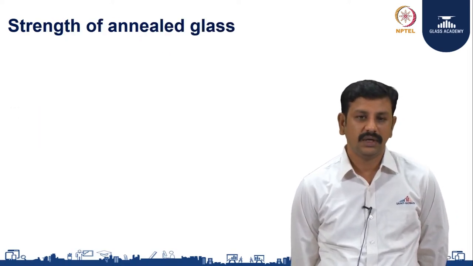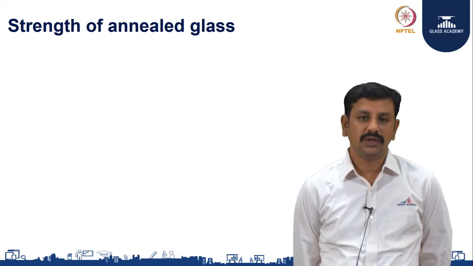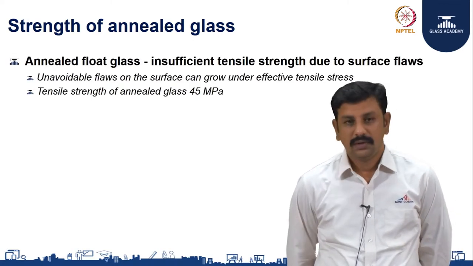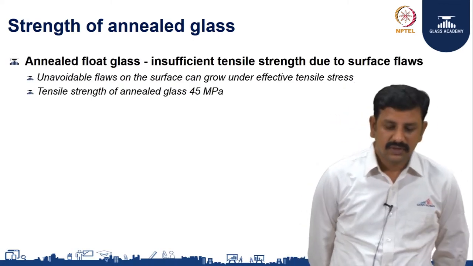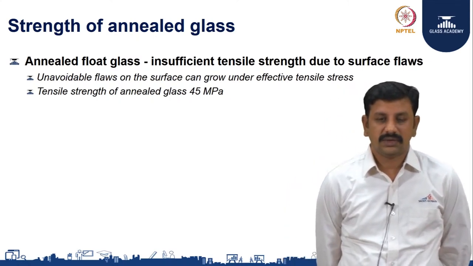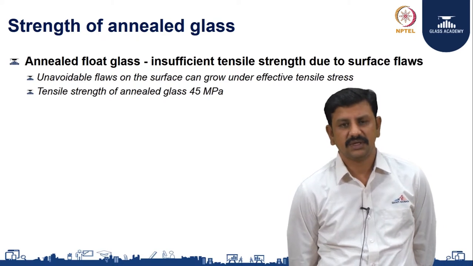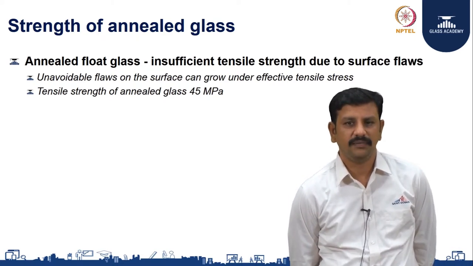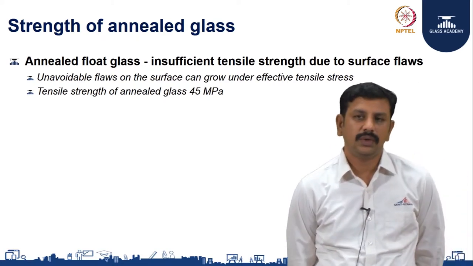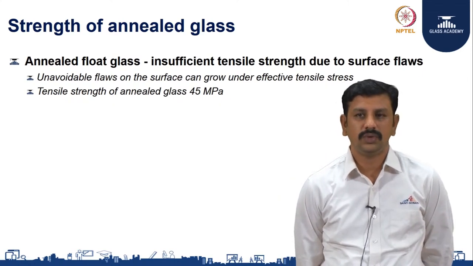Then we will go into detail on heat soaking, and we will also learn about the glass failure modes. So, to start with, we will start with the strength of annealed glass. The strength of annealed glass is basically an insufficient tensile strength at the middle because of the surface loss. You know that the annealed glass will go through the tin bath.